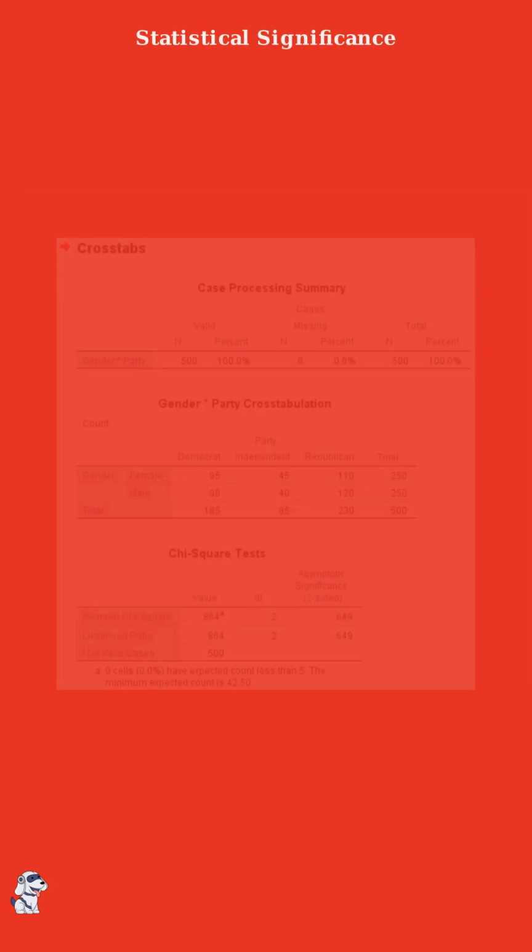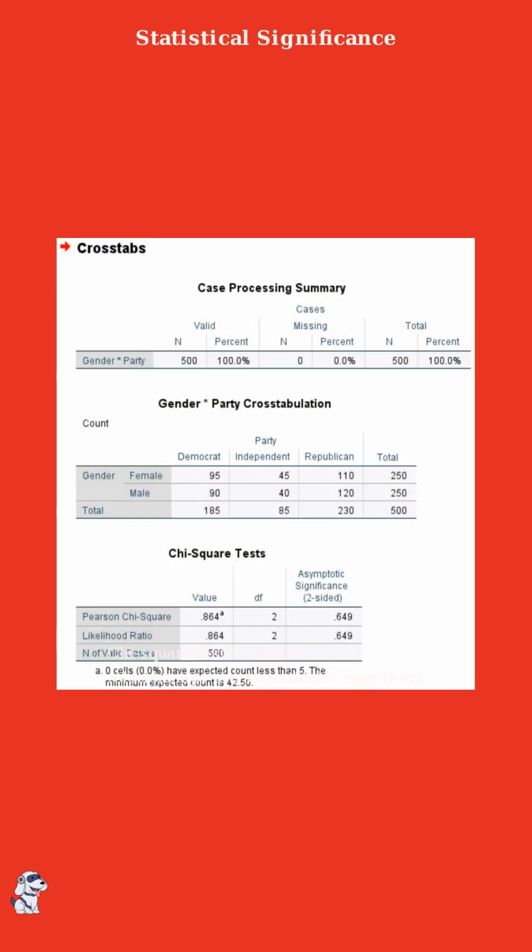The chi-square test is commonly used with cross-tabulation to determine statistical significance. It tells us whether the observed relationship between variables is likely due to chance or represents a real association in the population.